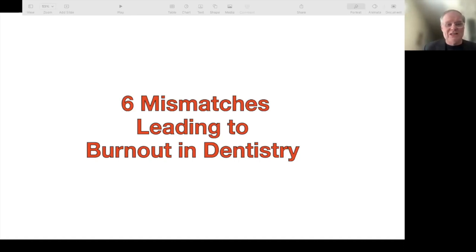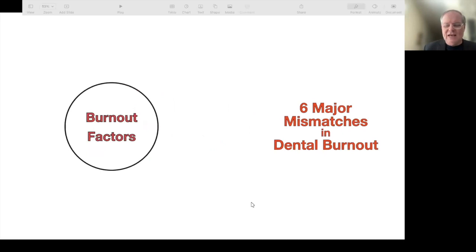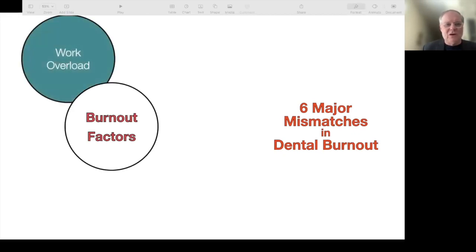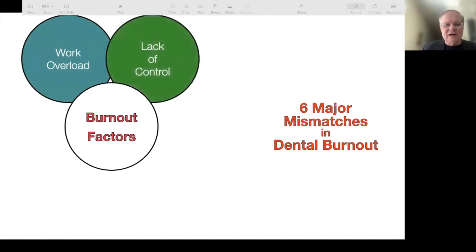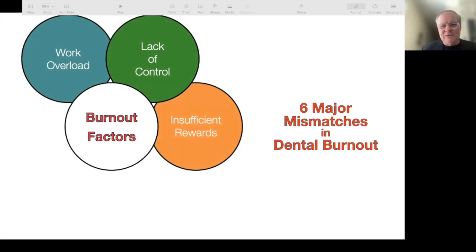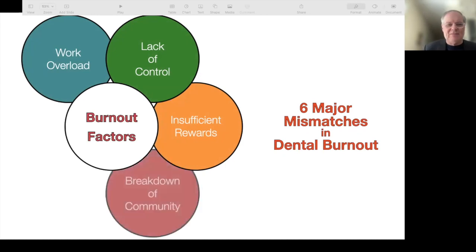So we're going to look at the mismatches that occur in dentistry. And there's 6 of them. For those who were in Michigan at the annual session, you saw this, but we're going to talk a little bit more about solutions. The first one is being overworked, work overload. Number 2 is lack of control in the office or in your life. 3 is insufficient rewards. I know a lot of people immediately go to money and say, I'm not being paid enough for what I do, but it's more than that, and we'll talk about that. Number 4 is breakdown of community. The people don't play well together in the office, if you will.